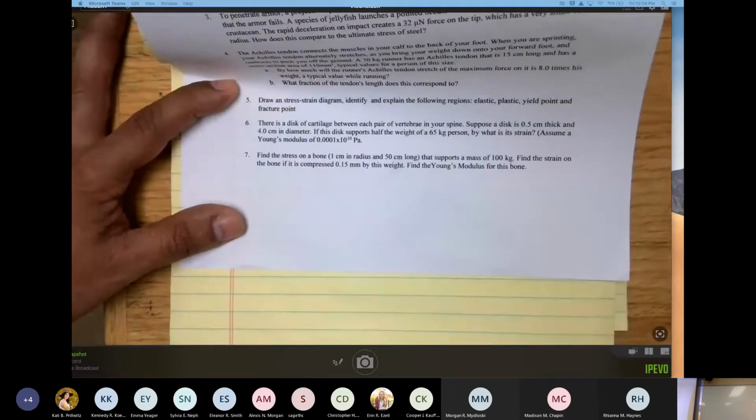Okay, number 7. This is going to be number 7. Find the stress on a bone that has 1 centimeter in radius and 50 centimeters long, and supports a mass of 100 kilograms. Find the strain and find the Young modulus.